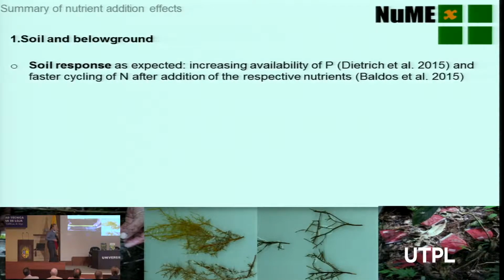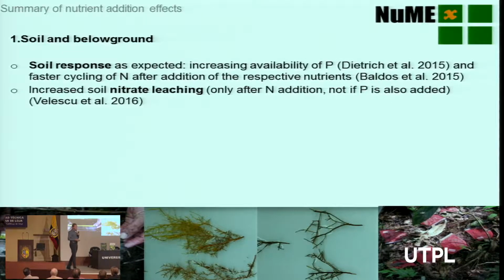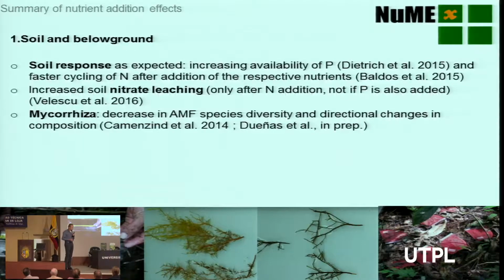So starting with soil and below ground. The soil response was as expected. We find increasing availabilities of the added nutrients of phosphorus and also faster cycling of nitrogen where we added these nutrients. Then there was an increase of nitrate leaching, but only after nitrogen addition and not in the first years. That started after some years of continued nitrogen addition. If we add phosphorus at the same time, so the combined addition of phosphorus and nitrogen, there's no leaching so far of nitrogen.